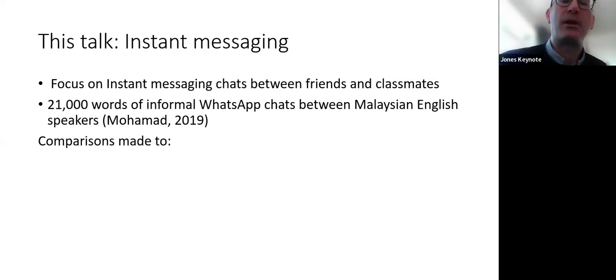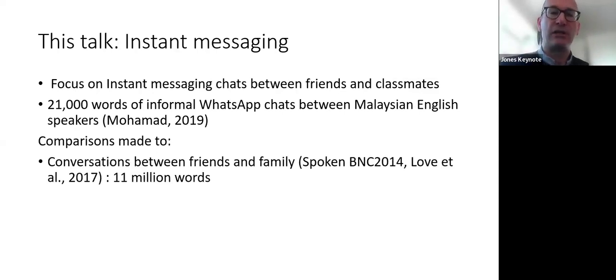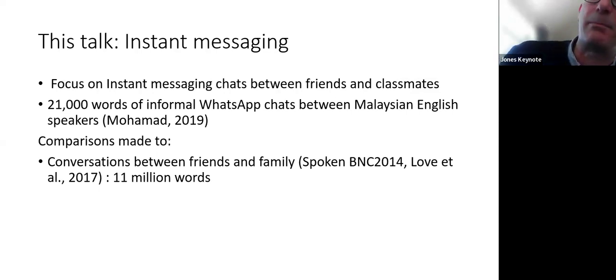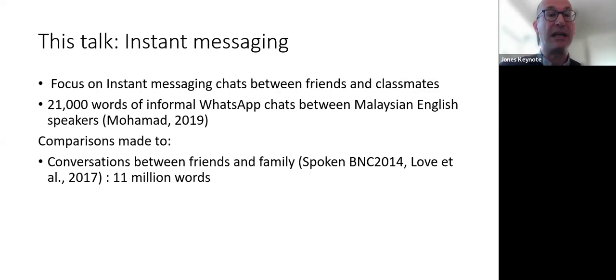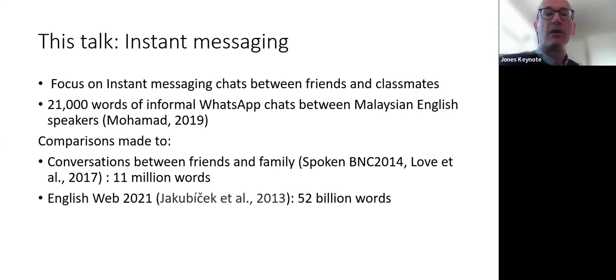And along the way, I'm going to make a few comparisons to other corpora. So I'm going to look at conversations between friends and family from the spoken British National Corpus, and that's 11 million words of informal conversations between friends and family. I'm going to look at the English Web 2021, which is 52 billion words of internet data from news websites, blogs, etc.